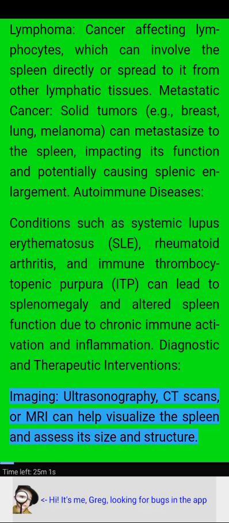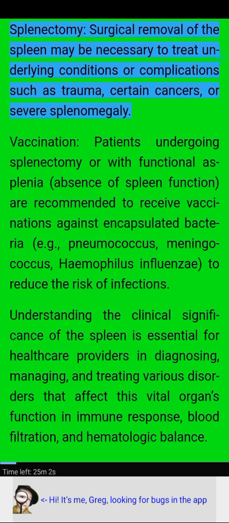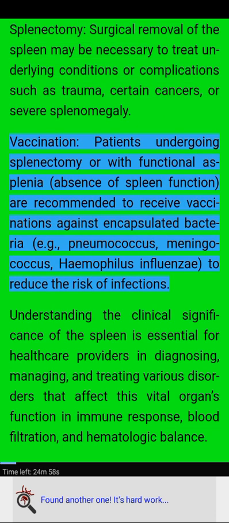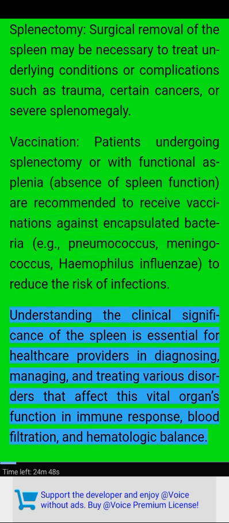Diagnostic and therapeutic interventions. Imaging: ultrasonography, CT scans, or MRI can help visualize the spleen and assess its size and structure. Splenectomy, surgical removal of the spleen, may be necessary to treat underlying conditions or complications such as trauma, certain cancers, or severe splenomegaly. Vaccination. Patients undergoing splenectomy or with functional asplenia, absence of spleen function, are recommended to receive vaccinations against encapsulated bacteria, e.g., pneumococcus, meningococcus, Haemophilus influenzae, to reduce the risk of infections.